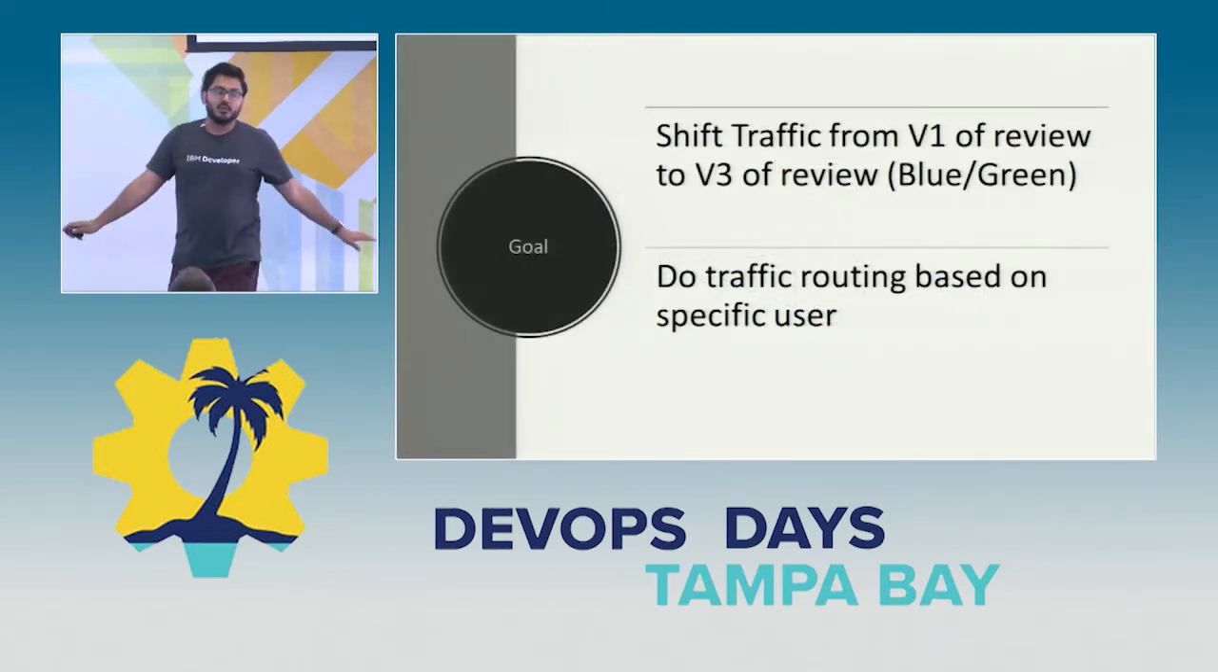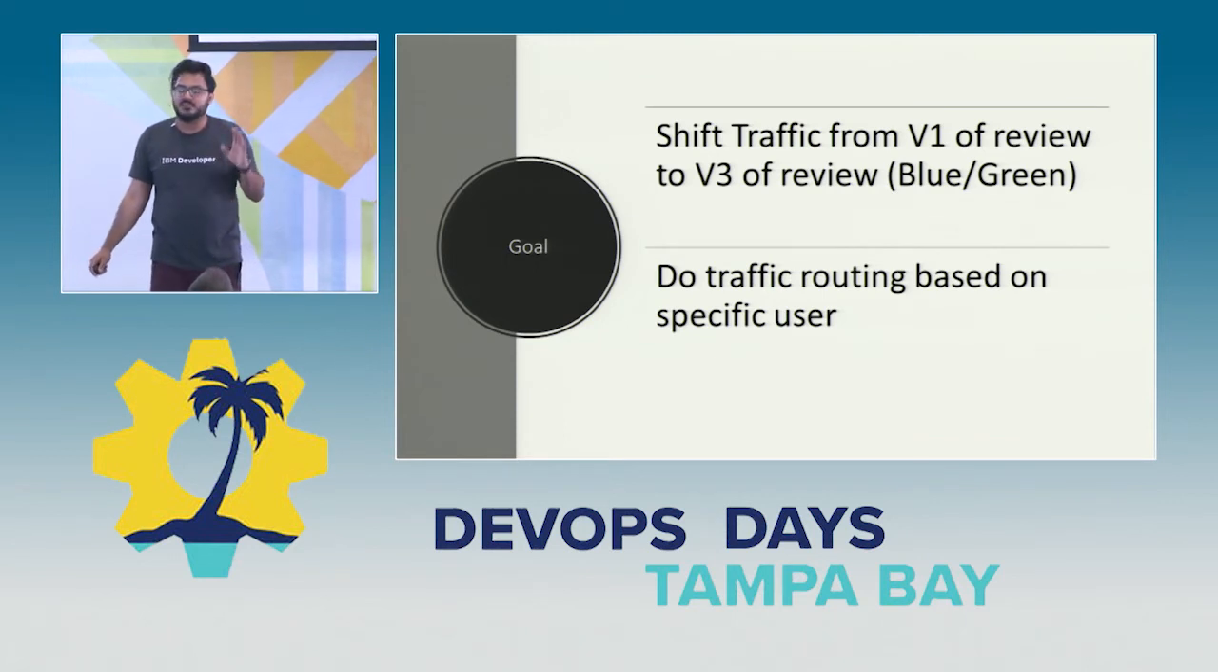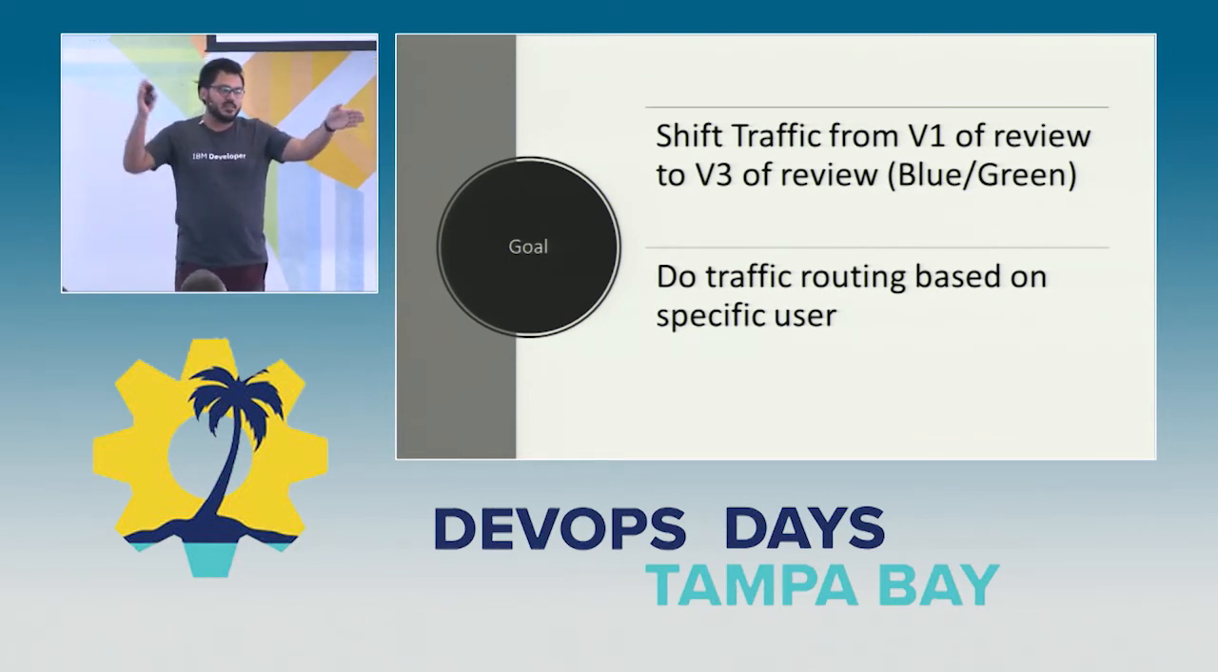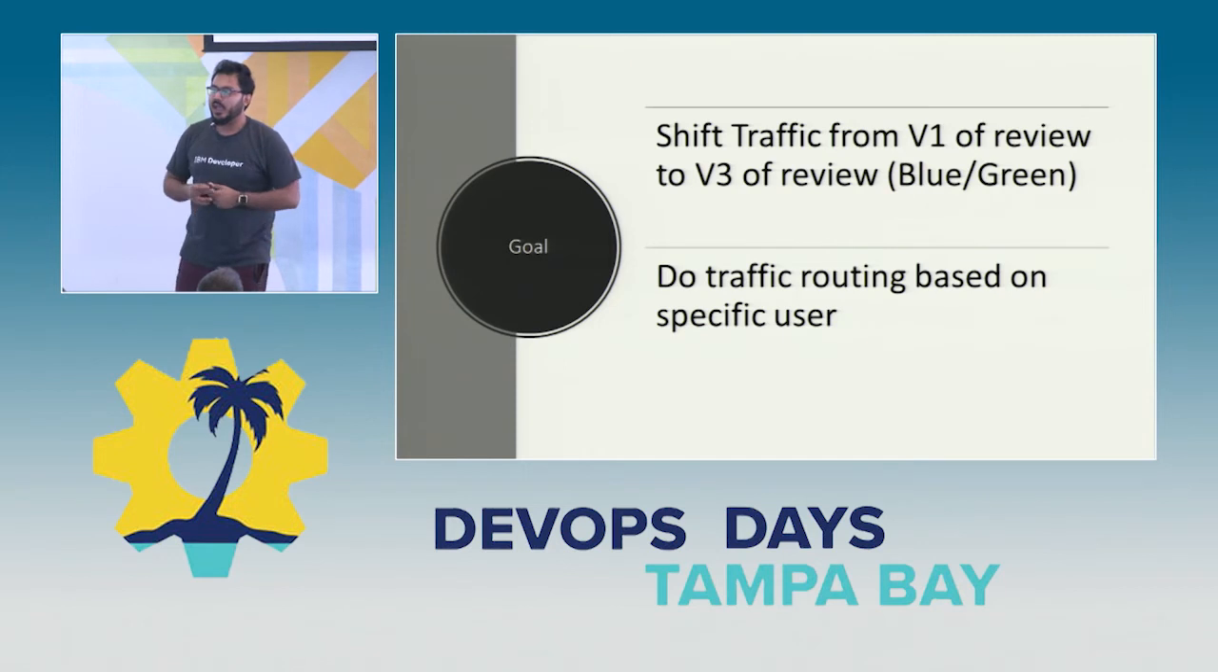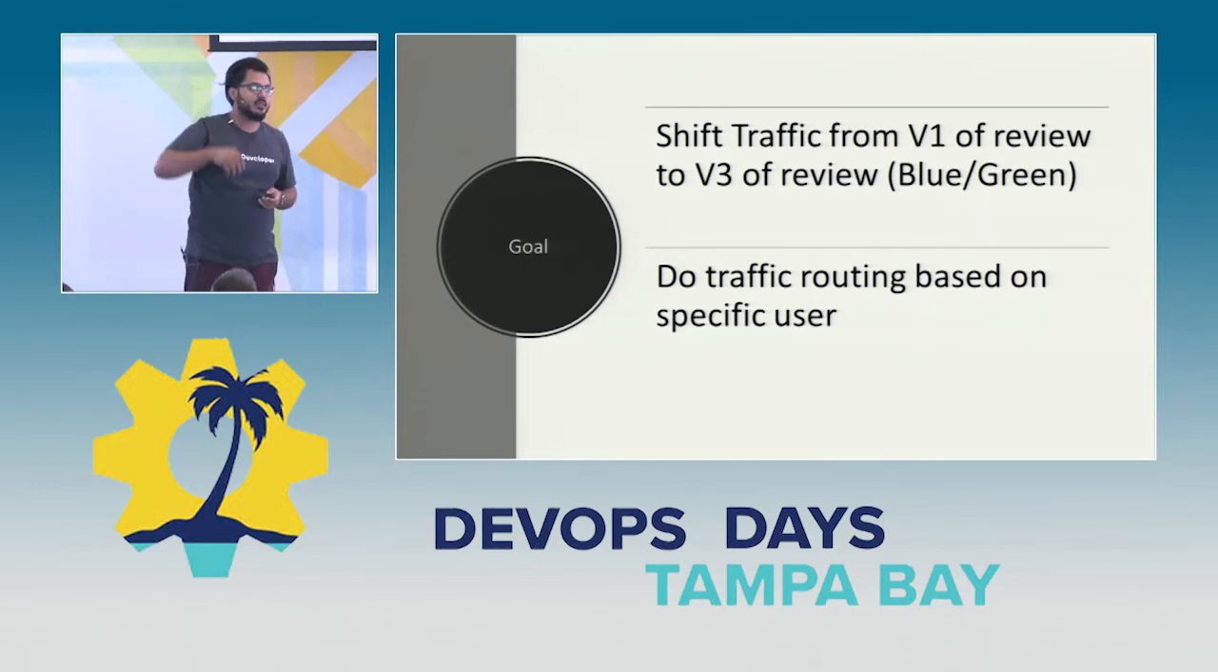So this is our goal. This is what we want to see in the demo. We want to see shifting traffic from v1 of reviews to v3 in a blue-green manner. And finally, we want to do traffic routing based on a specific user. So if you're logged in as this specific user, I want to show you a different version of the app than other users are seeing.